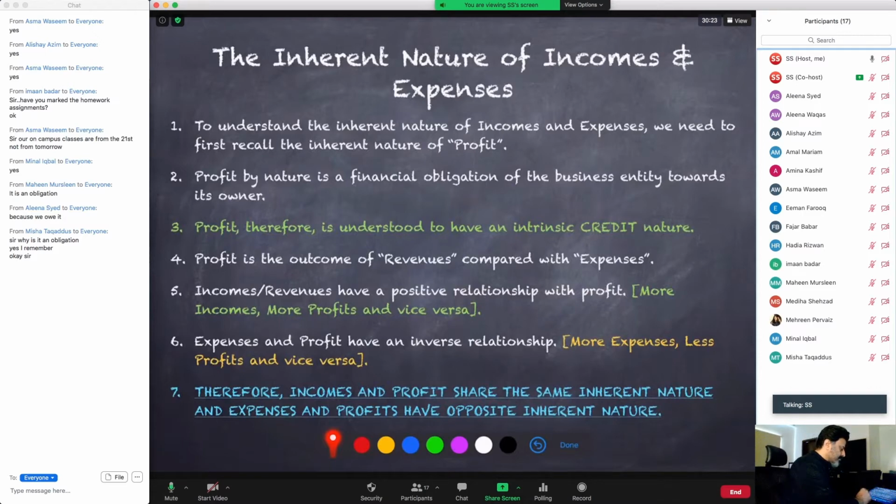So your incomes and profits, since they have a positive relationship and always move together in the same direction, share the same inherent nature, which is obviously credit. And expenses and profits, since they have opposite characteristics, move in opposite directions. They have an inverse relationship, you could say. So expenses and profits have opposite inherent natures. Do we understand point number 7?